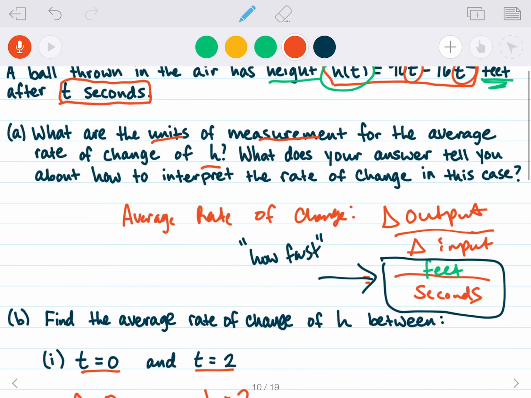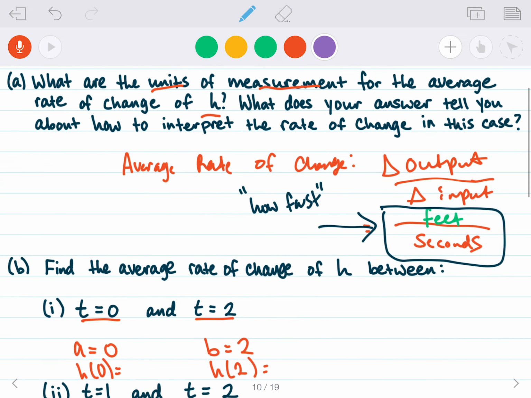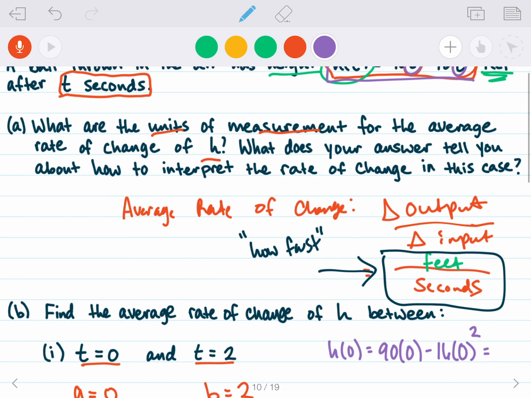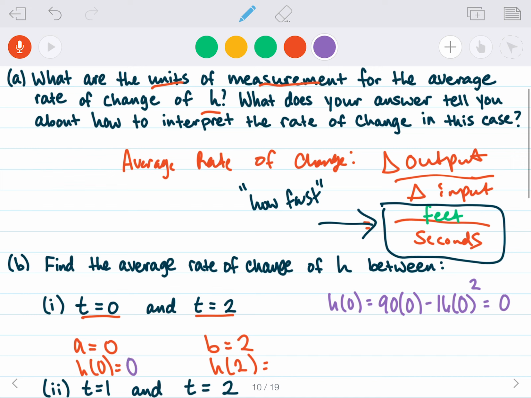So we're going to just use our rule up here to figure out what h of 0 is and what h of 2 is. So h of 0 is going to be, well, we're just going to plug in 0 wherever we see our input variable. So we have 90 times 0 minus 16 times 0 squared. And that's all going to simplify down to 0. So h of 0 is 0.